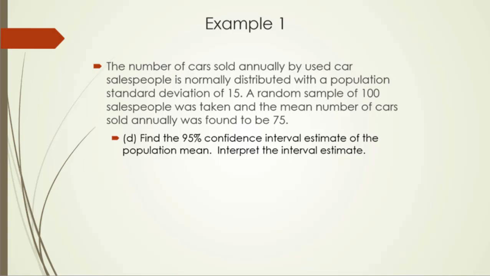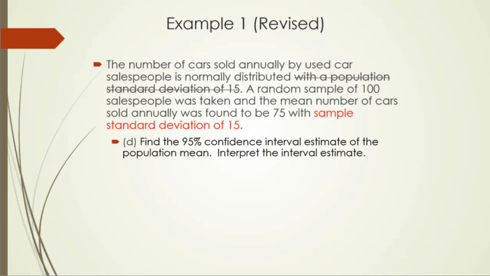In this example, the population standard deviation is given to be 15, but in practice, the population standard deviation is an important statistical property of the population, so this piece of information is usually difficult to have or difficult to calculate. What usually happens is that instead of having the population standard deviation, we have the sample standard deviation, as seen in this revised example.